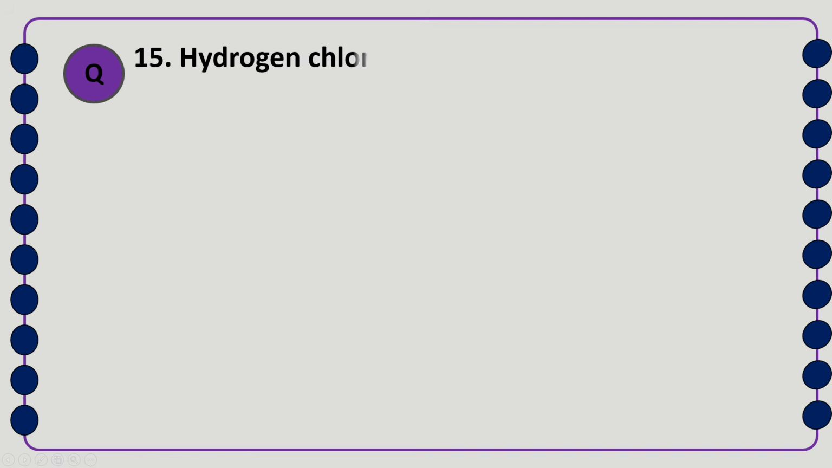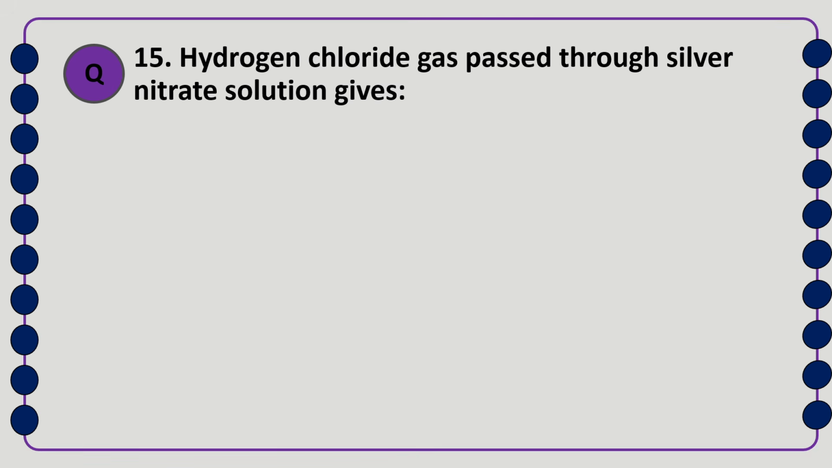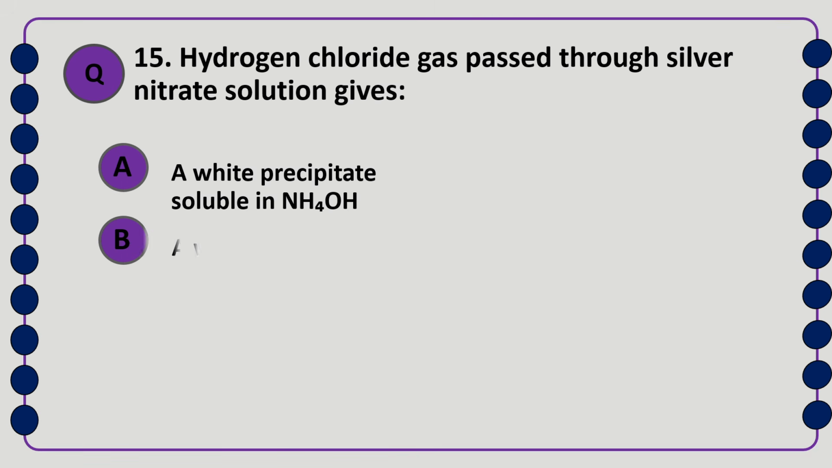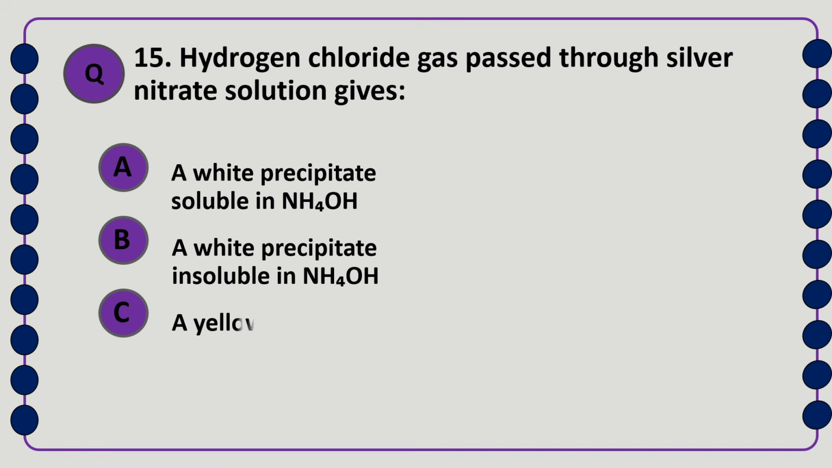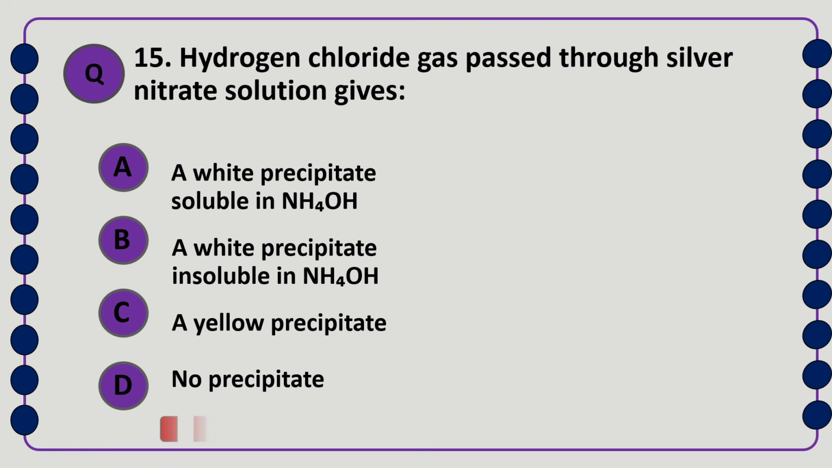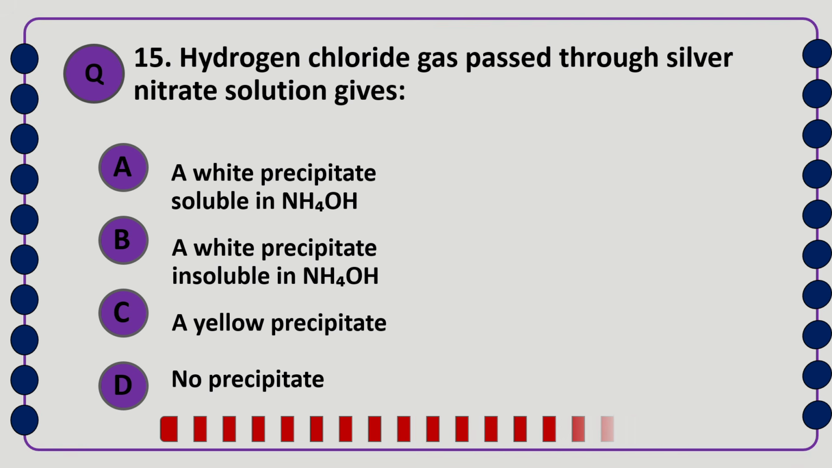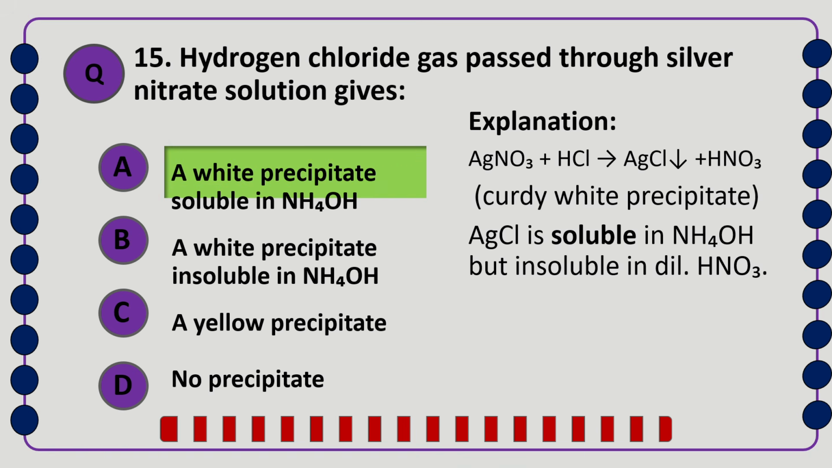Question number 15. Hydrogen chloride gas passed through silver nitrate solution gives: white PPT soluble in ammonium hydroxide, white PPT insoluble in ammonium hydroxide, yellow precipitate, or no precipitate. It's a very common question asked in exams, and it can come as an MCQ or as an observation question. The first option is the correct option. White precipitate is formed which is soluble in ammonium hydroxide.